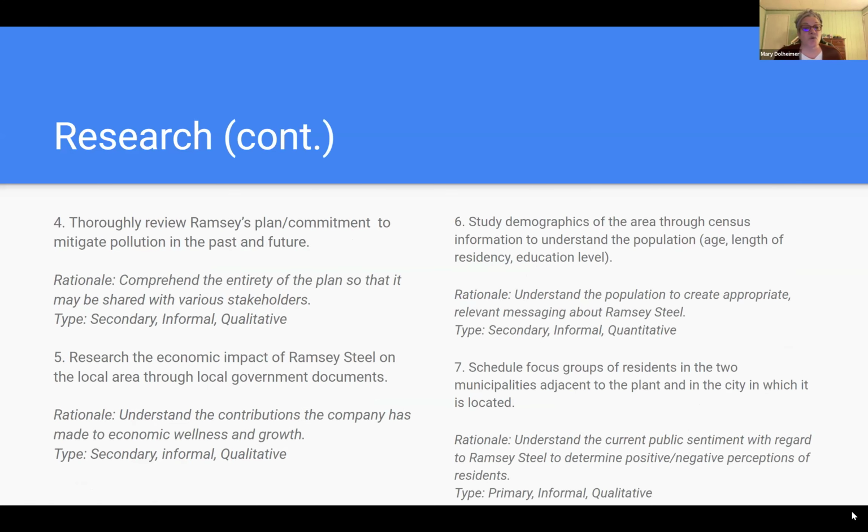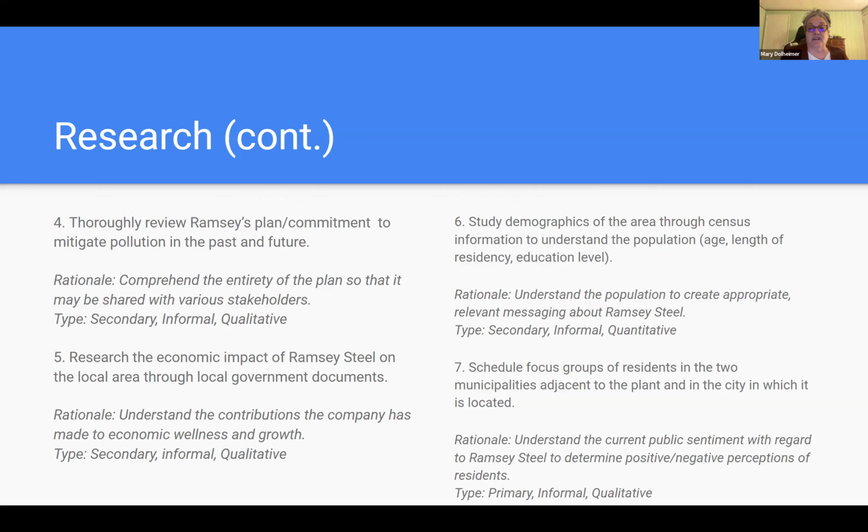And I was going to say there's a bit more. Review Ramsey's plan and commitment to mitigate pollution in the past and future. And as Julie had mentioned, this is really trying to understand the entirety of the plan so that it may be shared with various stakeholders, being someone very knowledgeable on that plan from start to beginning. Research the economic impact of Ramsey on the local area through government documents, understanding the contribution that Ramsey has made to the economic wellness and growth of the area.